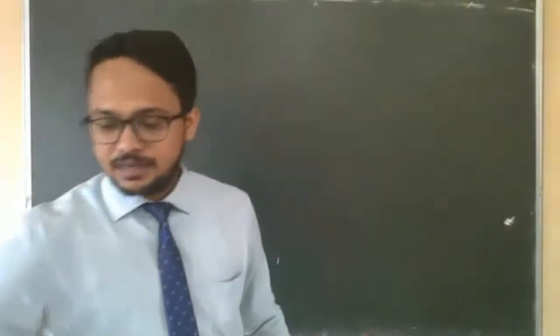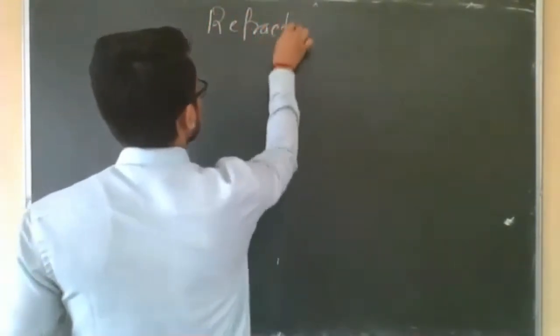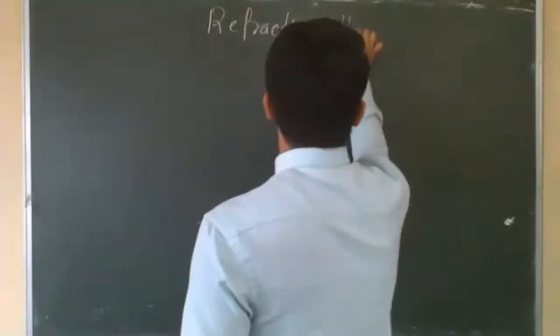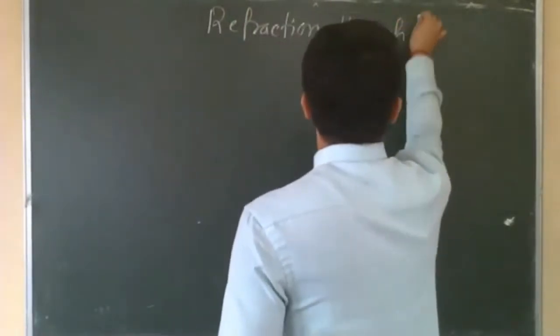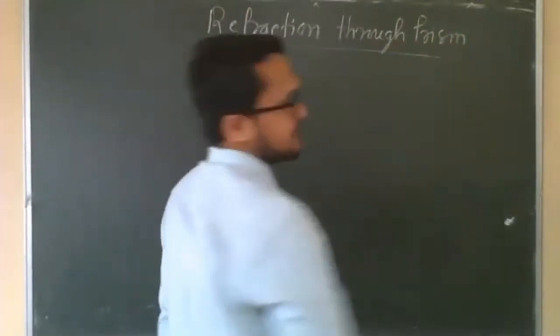Good morning, everyone. So, refraction of light through a prism. This is what we'll see today. That's the ray diagram. Refraction through a prism. We'll do the refraction for monochromatic light.